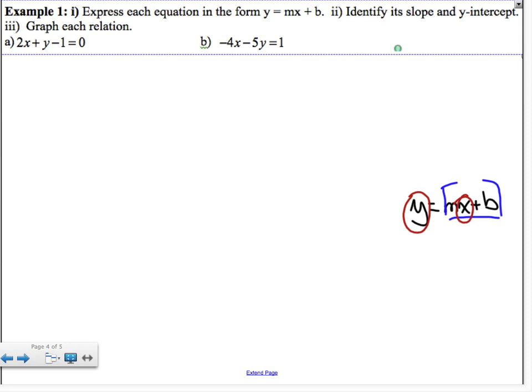Aaron, you had said it. Y is isolated. What does that mean? Y is on its own. Y is by itself. So when I give you an equation for the area of a rectangle, and I want you to isolate for W, you guys remember doing that? Yes. Yeah. So now I'm giving you an equation that looks like this.